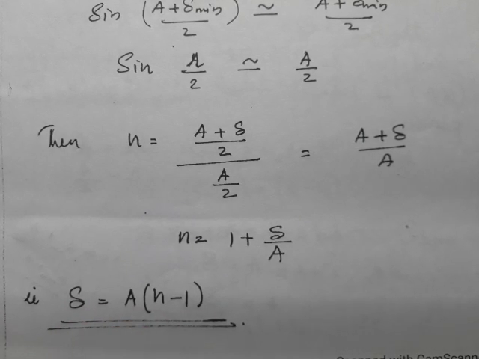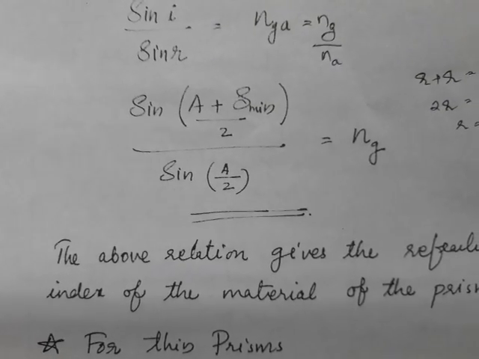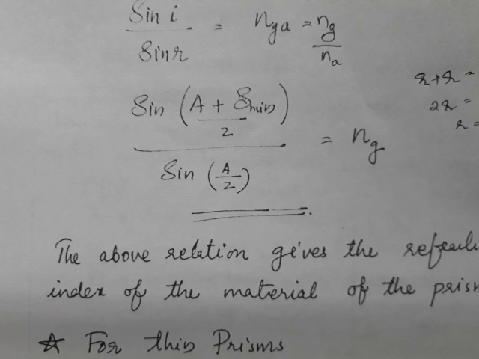So this is applicable for very thin prisms, for angles that are very small. But the generalized equation is this itself. This is the general equation for the refractive index of the prism.